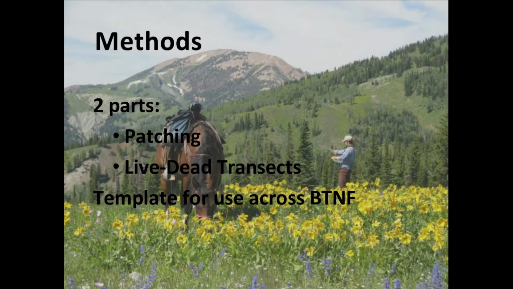Methods are two-parted. One is the actual mapping of the stands, and two is conducting live dead transects, which allow for a quick assessment of browse trends over a large area. Again, this is a template for use to be enacted not only within the Bridger Teton, but throughout the West.